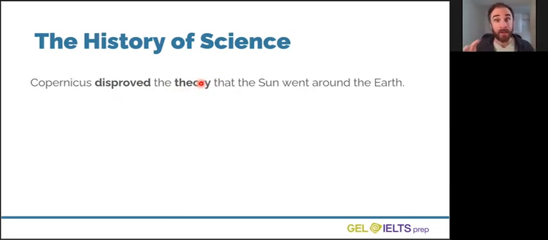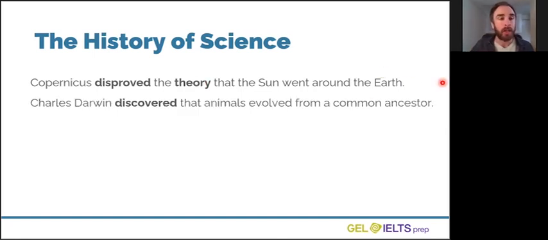It's based on evidence. People looked at the sky and they saw the sun moving and they thought, the sun goes around the Earth. So it was a theory, but it was wrong. Charles Darwin discovered that animals evolved from a common ancestor. Again, this was true before humans. It will be true after humans. So Charles Darwin didn't invent anything, but he discovered this information by looking at the evidence.